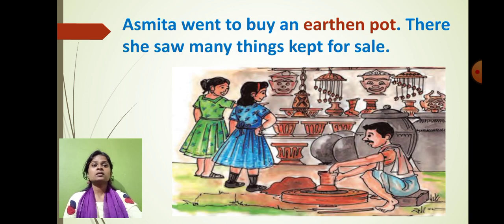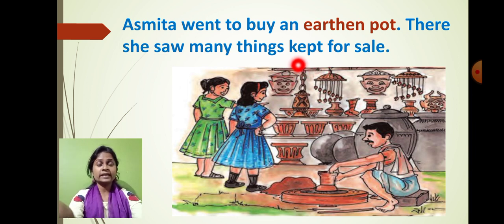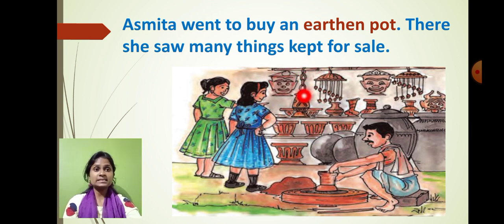Now students, look here. In this picture I am telling you one example: there is one girl called Asmita. Asmita went to buy an earthen pot. There she saw many things kept for sale. As you can see, there are so many things kept for display. And here is a potter. The potter is making pots and many other things for the selling purpose.